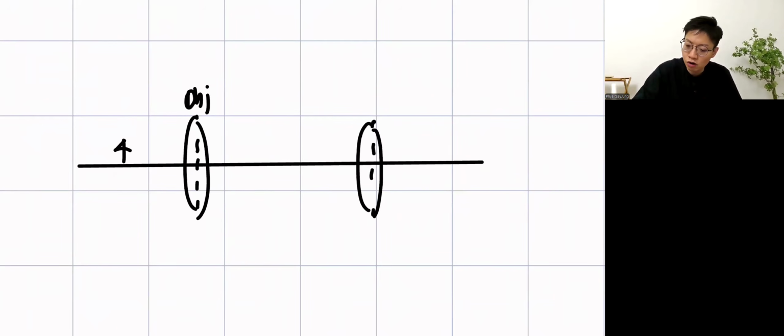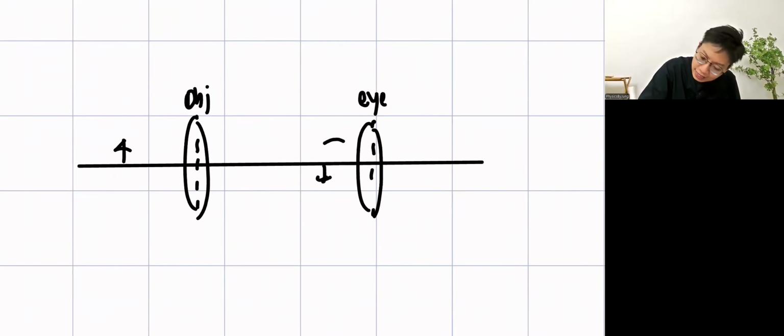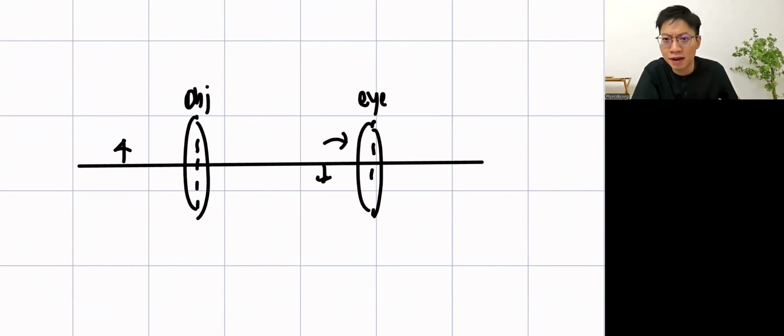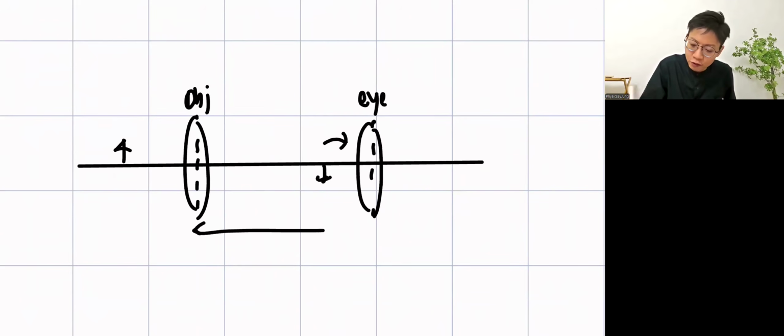Cannot. You need your image to be before the eyepiece lens, so that it can then pass through the eyepiece lens again. You understand? So that's why this one has to be found.